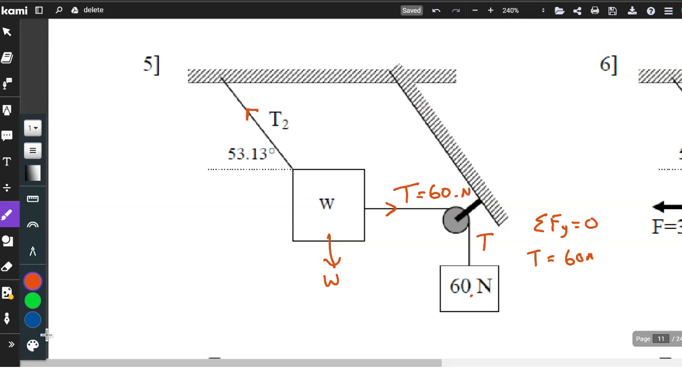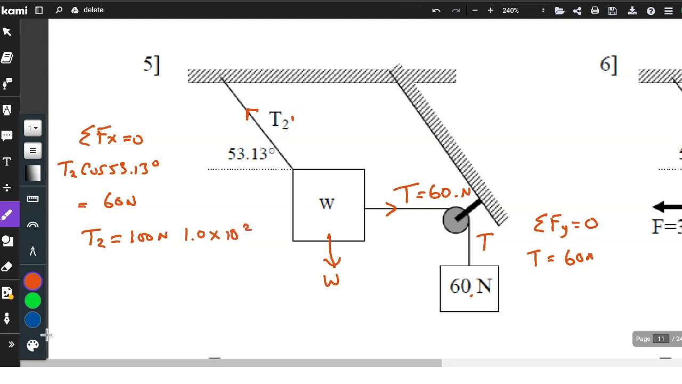So right away I think I'm going to do the sum of the forces in the x direction equals 0, since this is in equilibrium, because I can get T2. So T2 cosine 53.13 degrees equals 60 newtons. When you solve for that by dividing whatever cosine 53.13 is, I will get 100 newtons. Or really, technically 1.0 times 10 to the 2 newtons. That's in two significant digits.